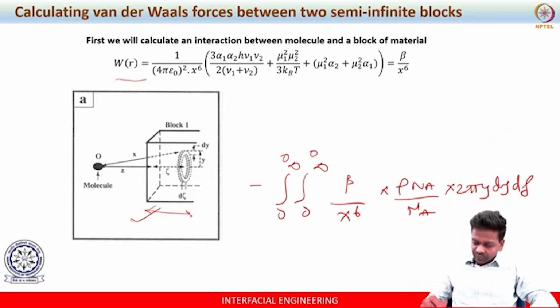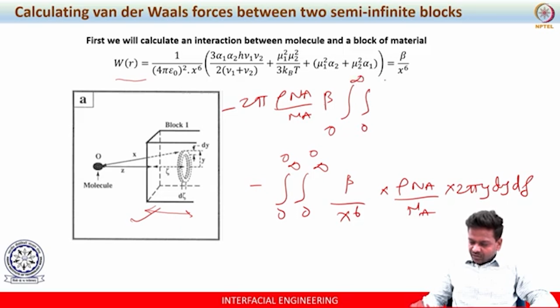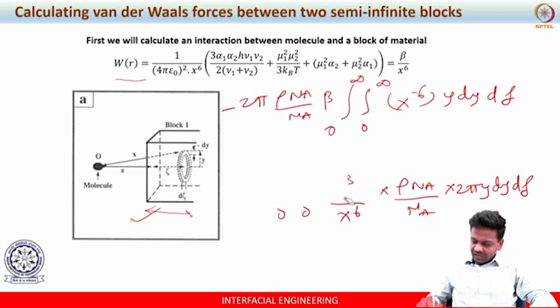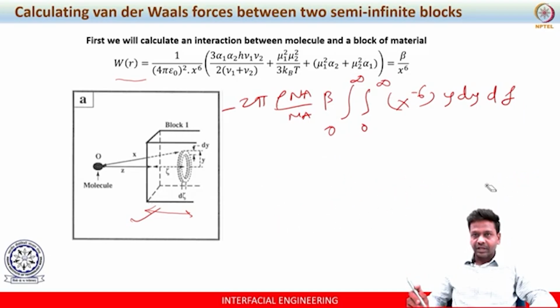Then you will have minus 2 pi rho Na by Ma and beta. These things will be outside. Then you have 0 to infinity, then you will be having x to the power minus 6, y dy and d zeta. If we can perform this, then we will get some idea of the pairwise interaction within this control volume.